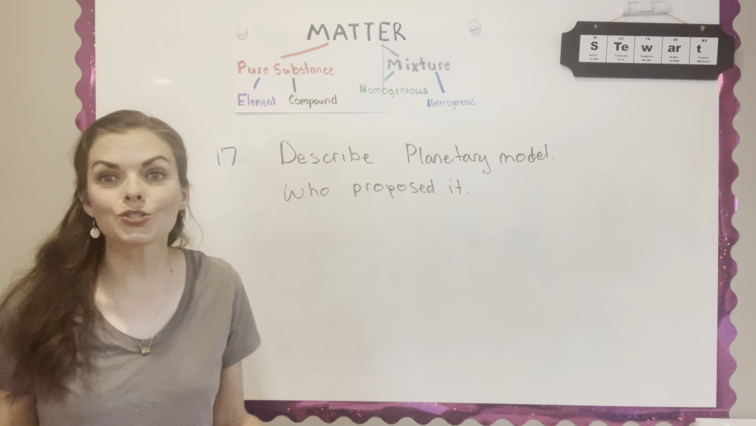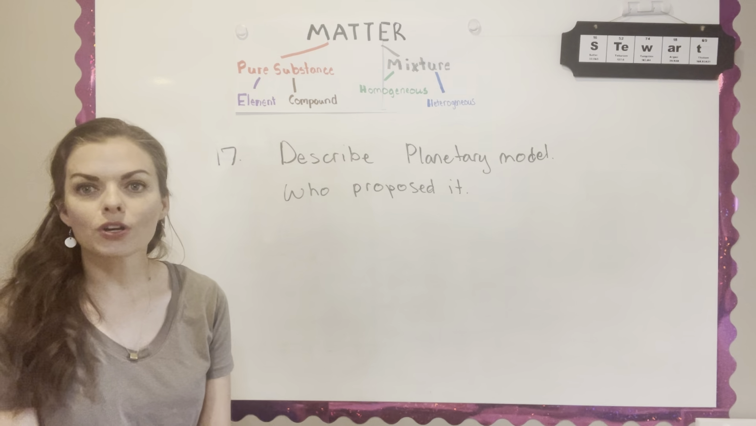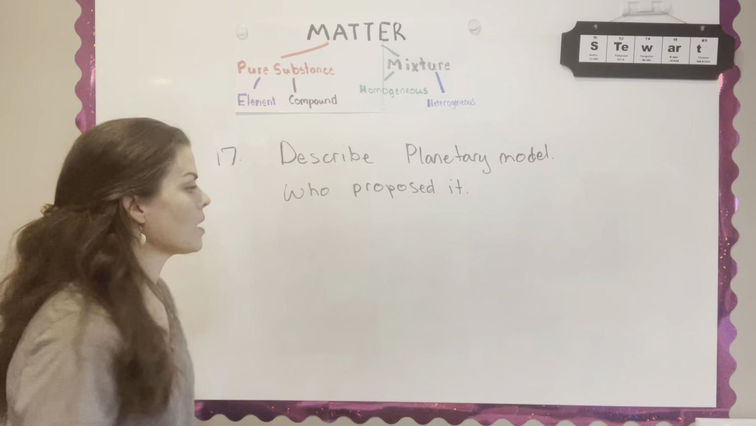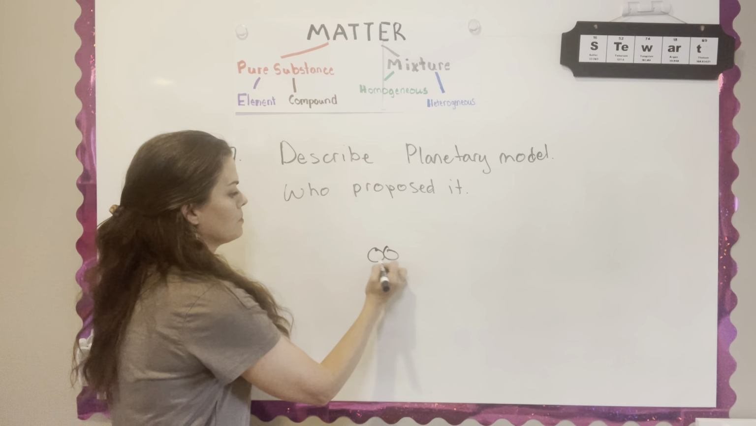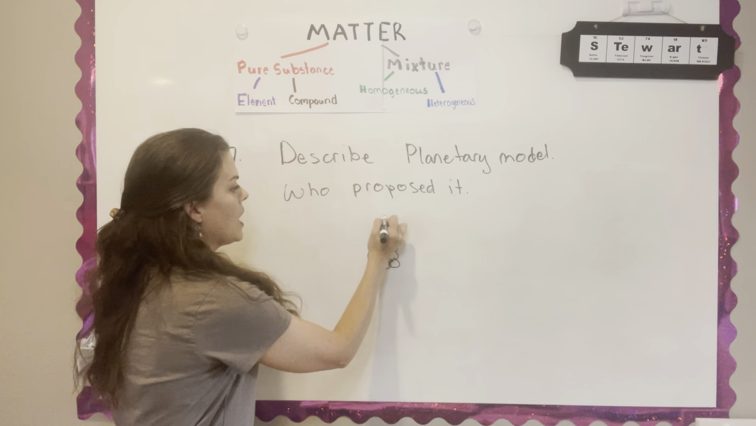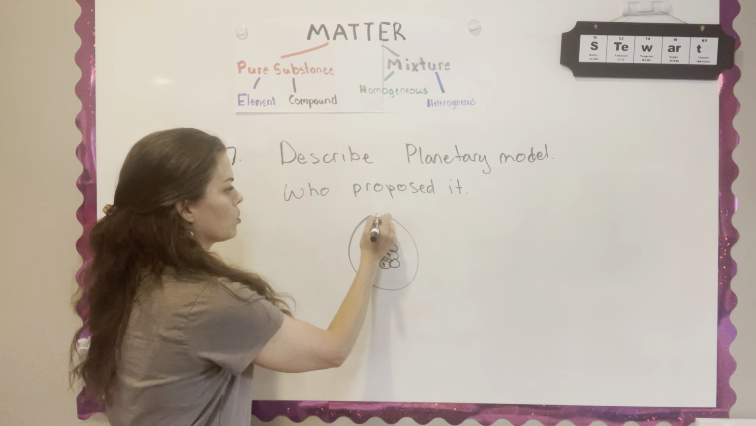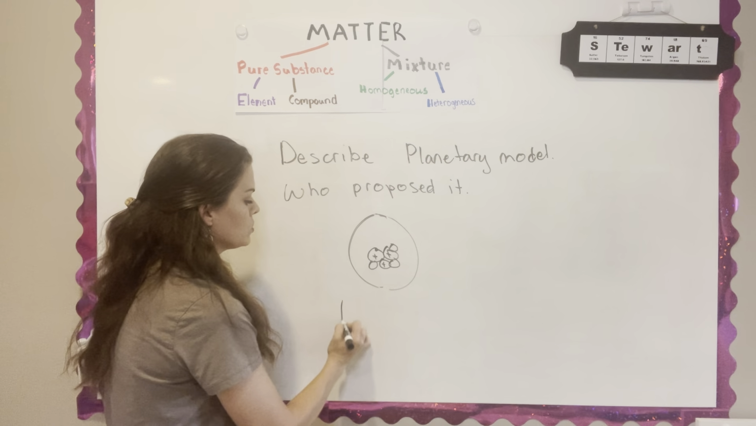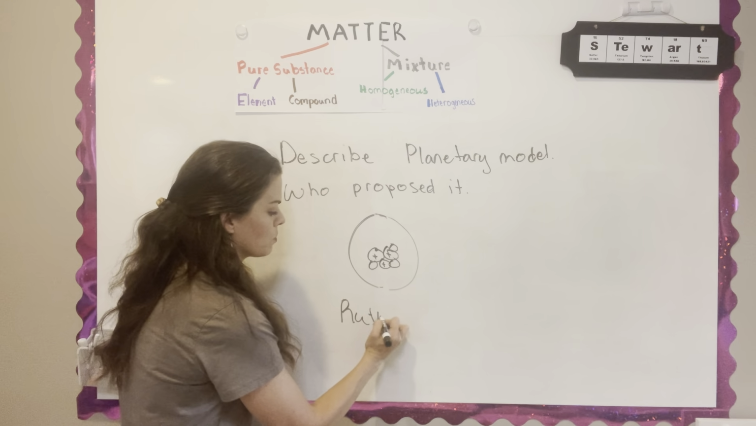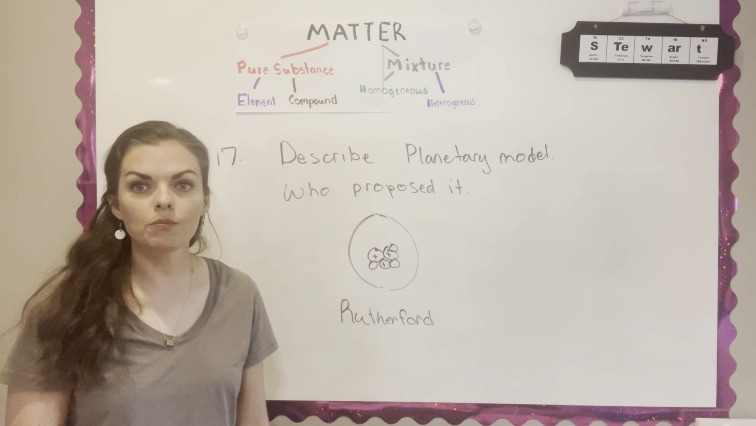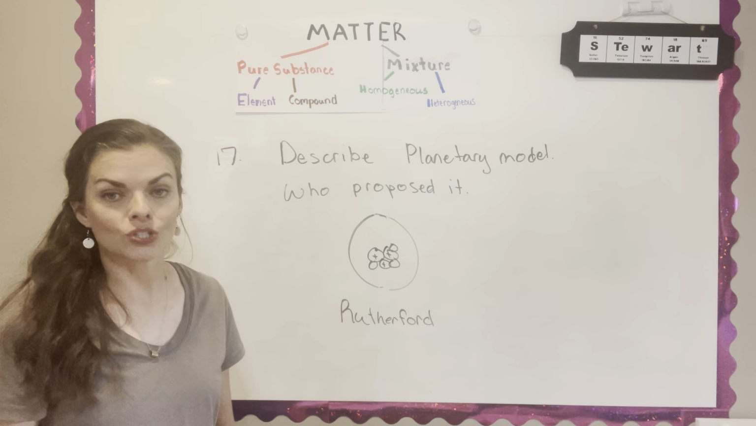Number 17 says to describe the planetary model of an atom. You can either write it in words or draw it, but it has positive charges in a nucleus, and there are some neutrons there, and your negative charges orbit around it, kind of like planets going around the sun. The person who proposed it was Rutherford. Remember, Rutherford is who disproved the plum pudding model, and this was his proposition.